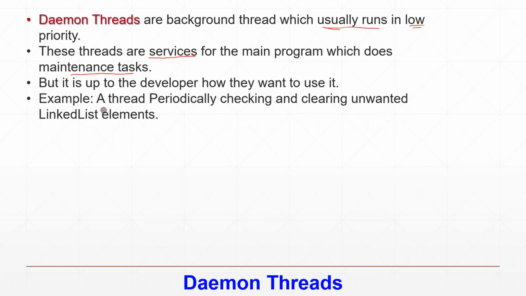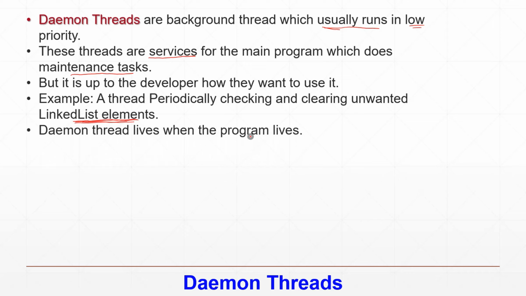An example for a daemon thread is, for example, a thread periodically checking and clearing unwanted linked list elements. These linked list elements are, let's assume, created by the main program. And the background service or daemon thread will periodically check the suitability of the element and remove the element. So we can see this specific threaded task as a daemon thread task.